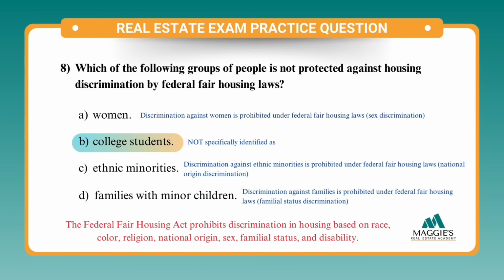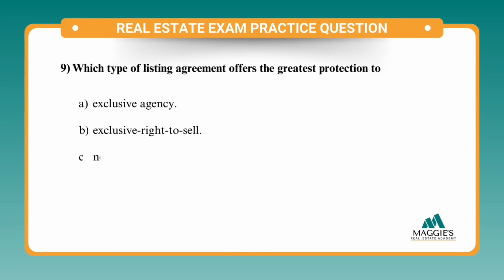Now, when it comes to college students, those are not specifically identified as a protected class under the federal fair housing laws. Discrimination against college students in housing may occur for various reasons unrelated to the protected characteristics outlined in fair housing laws.